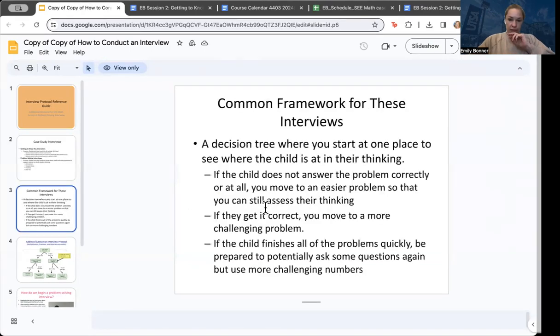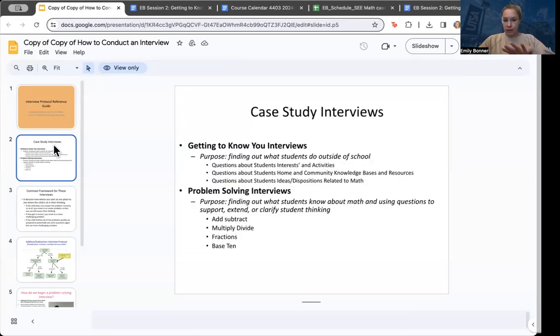It should only last about 10 to 15 minutes, so this isn't a super long in-depth interview. You will have a protocol to use that we will have gone over in class, but you'll need to choose which one you want. Once you make that choice, it will be obvious what to do and how to conduct the interview.